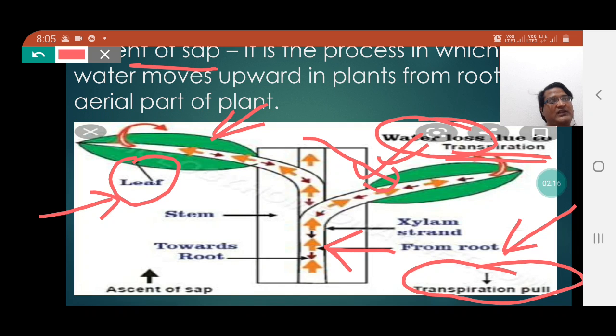So students, with the help of the transpirational pull, when the water starts ascending up in the plant, then that is called as ascent of sap.